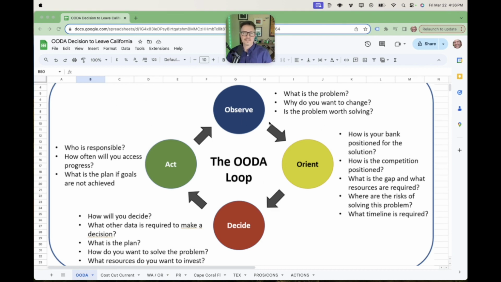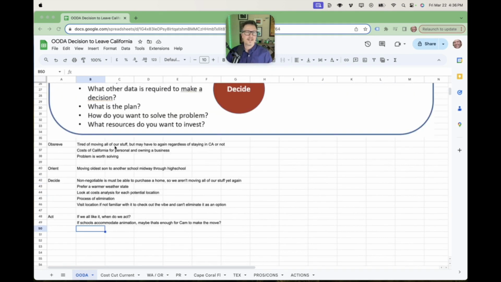I grabbed this image off of, I think it was a bank, so that's why it talks about banks. But we're not going to go through those exact examples. We can go through my exact example, which is the decision to leave California. So what is my problem? Well, I'm tired of moving all of our stuff constantly, but may have to again, regardless whether we're staying in California or not. The reason is our lease is up again, and we may need to leave anyway.